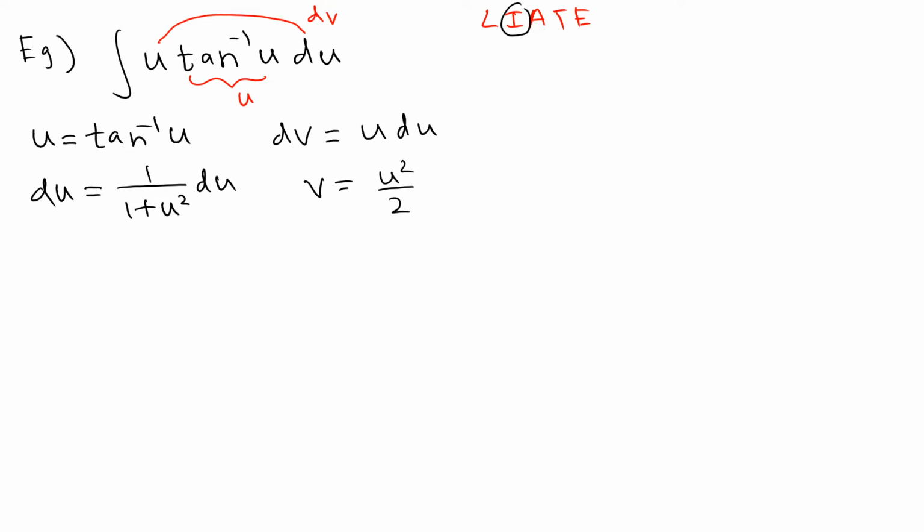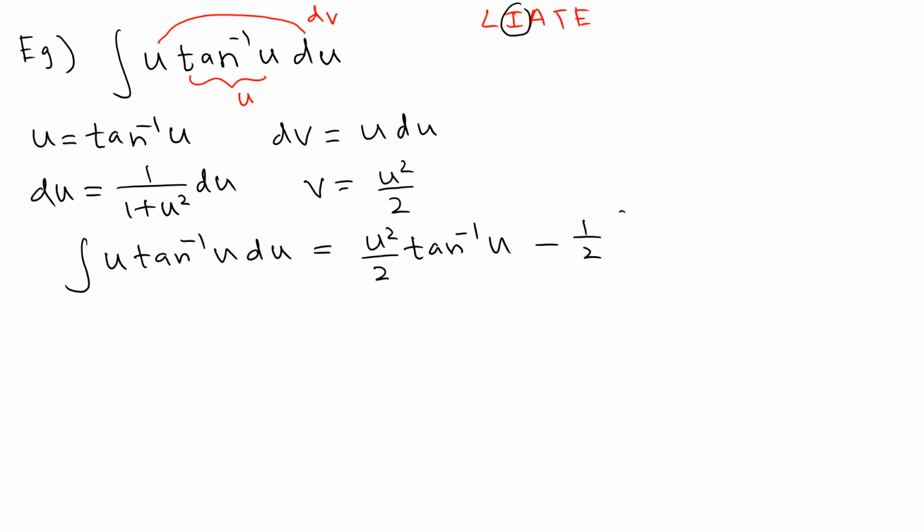Okay. So now we can write the formula for this one. That means your integral of u tan inverse u du equals the uv product, which is u squared over 2 tan inverse u, minus the integral of v du. The 1/2 we can write outside, and then from v you get a u squared term, from du you get 1 plus u squared in the denominator, and then the du. So this is what you get. And then you see you have another integral here. You need to integrate this one.